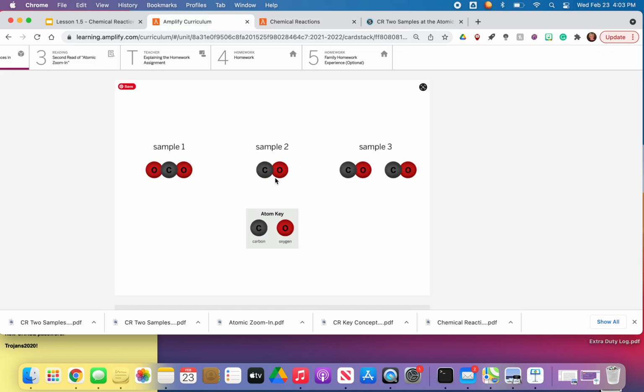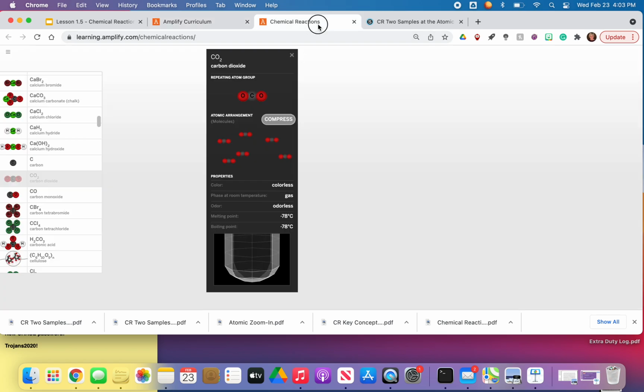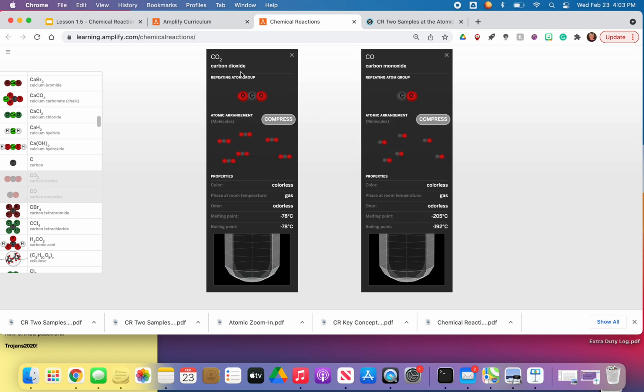And then sample number 2 is just one atom of carbon and one atom of oxygen. And so you can find it right here. This sample is called carbon dioxide because it's got 2 oxygen. This one is carbon monoxide.